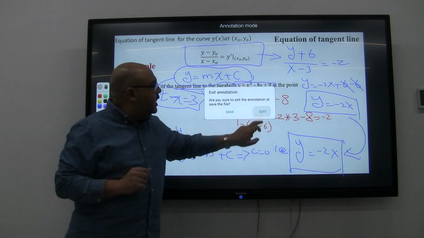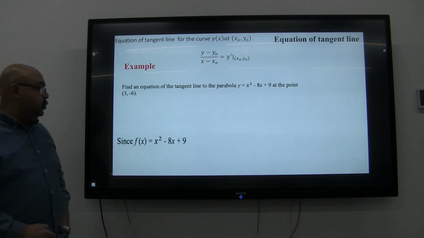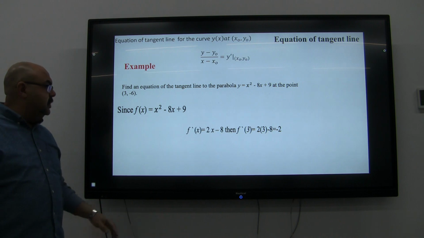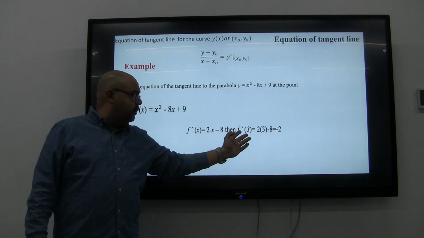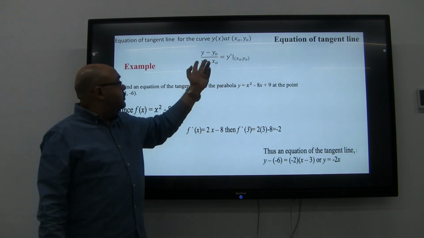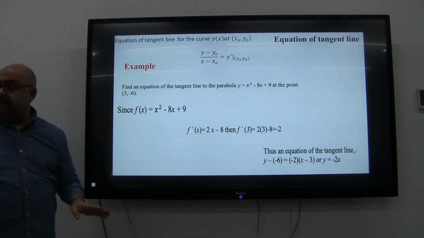البروبلمز دي لذيذه قوي سهله مفيش فيها اي مشاكل. طبعا هتلاقي السوليوشن بتاعك موجود بالظبط، ده اللي هتلاقيه في السلايدز اللي موجوده عندك on canvas. Already get f dash, then substitute by the x coordinate, get the slope, start substituting in this equation, you will get y equal negative 2x and you are done.